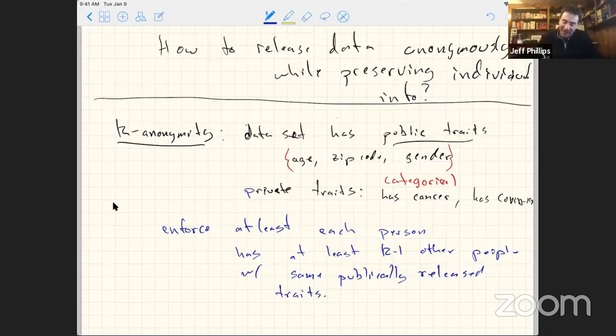But in the case of the medical records, let's say there were 10 people in the zip code with roughly the same age range and gender, and they all had cancer. Well, then I still know the governor has cancer, because everyone in their anonymous group had cancer, right?